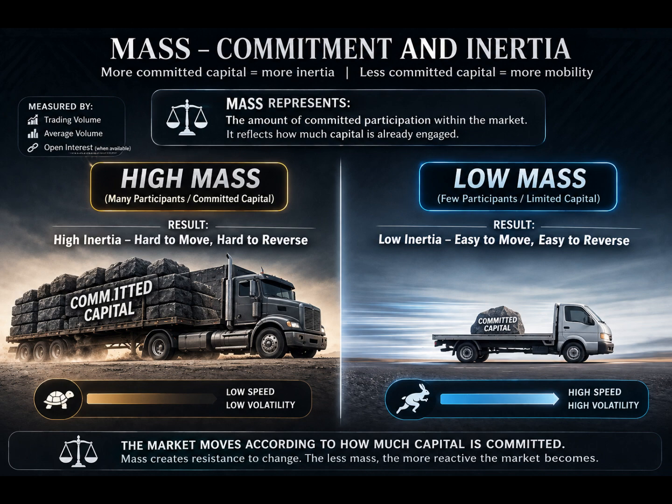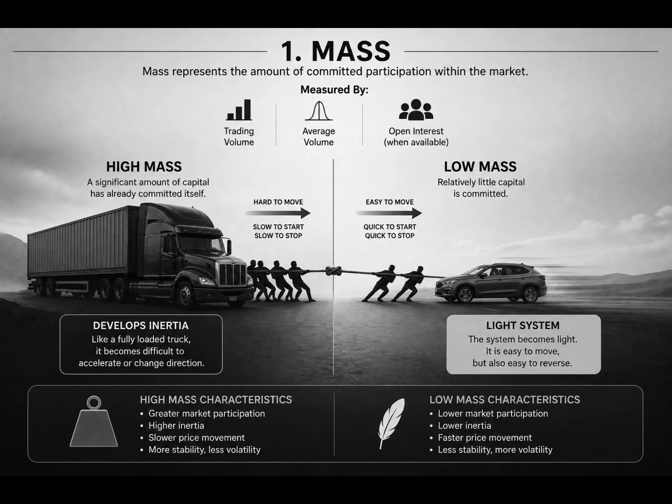Example: imagine a tug-of-war between 100 people versus 90 people. Although one side has an advantage, both teams are large. The combined mass is high. Movement is slow and difficult. Now compare that to 5 people versus 4 people. The proportional advantage is identical, yet the total mass is much smaller. The rope moves much faster. Inertia: mass does not create movement. Mass resists change. Therefore, more mass is not equal to stronger trend. More mass equals greater stability.